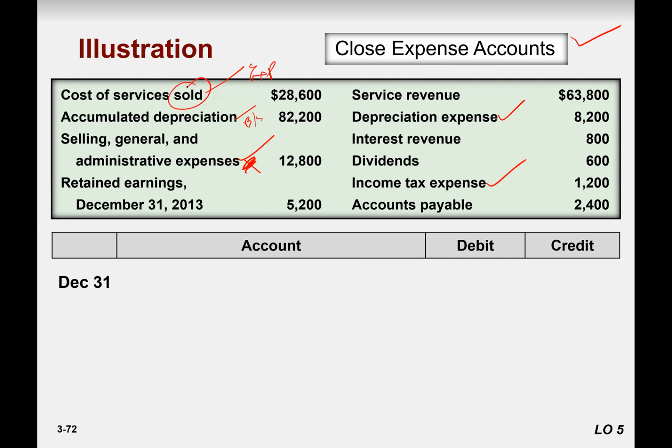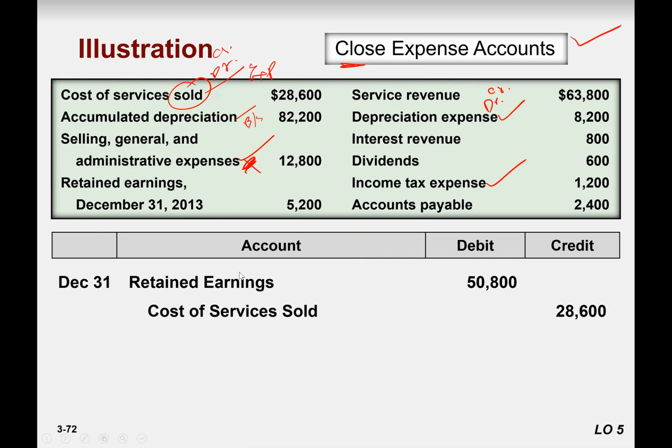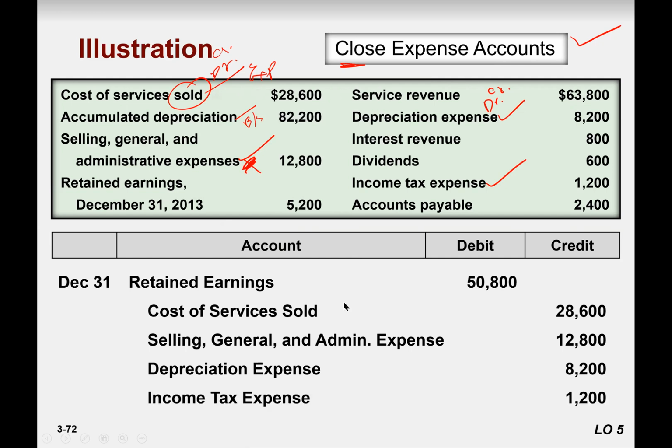That is our expense. So when we record these, they were all debited. Now when we are closing this, we need to make a reverse entry, so we will make them credit against retained earnings. So retained earnings to cost of goods sold, selling, general admin expenses, depreciation expense, income tax expense. And when you add all these, the amount is going to be 50,800. So you can match your answer, right? One thing you can do, write down your name on this activity and take a picture, send it to the group. Okay?